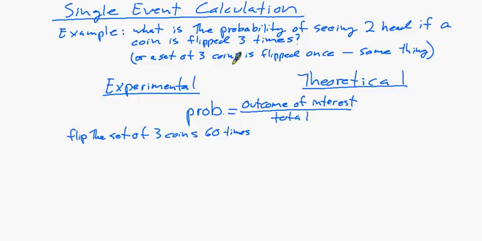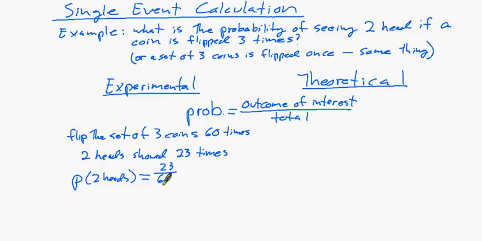For our example of the set of 3 coins, if we want experimental probability, we could flip the set of 3 coins 60 times. Now we're going to get lots of different outcomes, but what's our outcome of interest? Well, our outcome of interest is whenever 2 heads are showing, so we just keep track. We have a tally sheet, and we say, of the 60 times, how many times were 2 heads showing? Maybe for this experimental run, 2 heads showed 23 times out of the 60. So our probability of seeing 2 heads would, of course, be 23 out of 60.